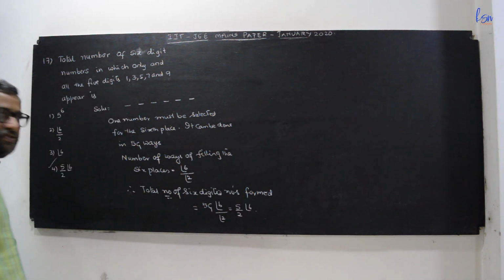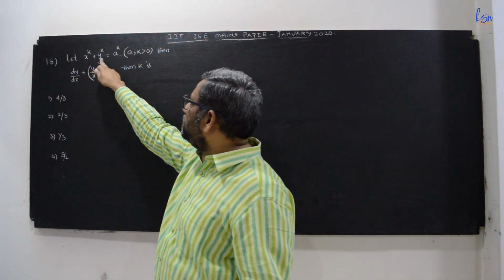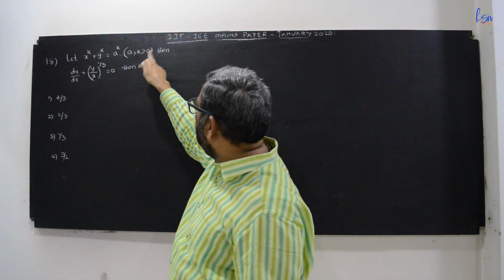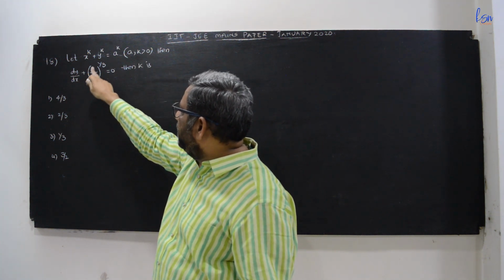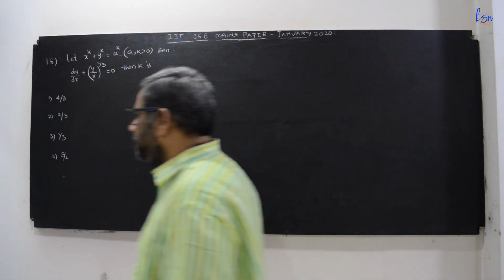The fourth option also. The next problem is: let x power k plus y power k equal to a power k, a comma k greater than 0, then dy by dx plus (y by x) whole power 1 by 3 equal to 0, then k is.